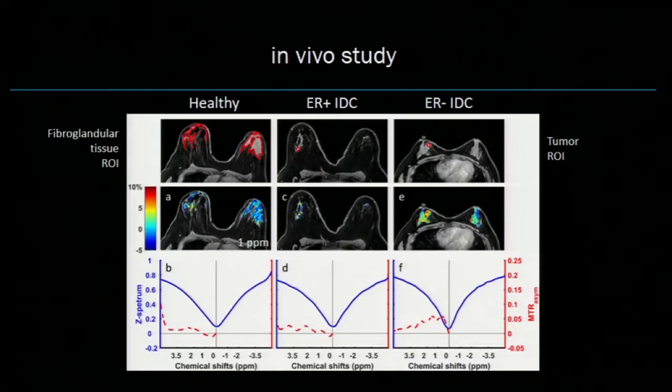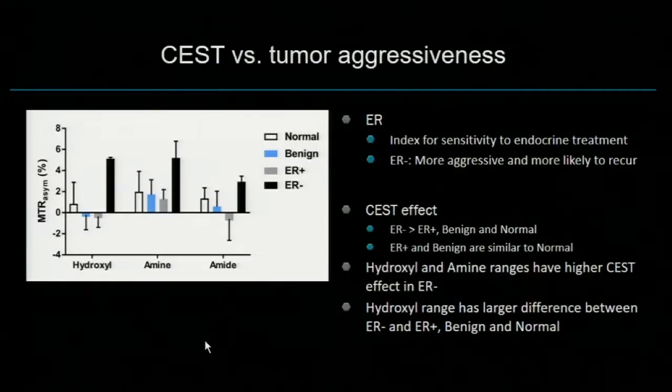So these are the representative images of a healthy volunteer, an ER-positive IDC patient, and an ER-negative IDC patient. We can see that the ER-negative IDC patient has a higher CEST effect compared with the ER-positive patient and the healthy volunteer. However, the ER-positive patient has a similar CEST effect compared with the healthy volunteer.